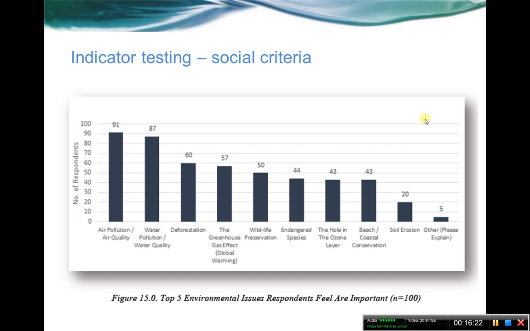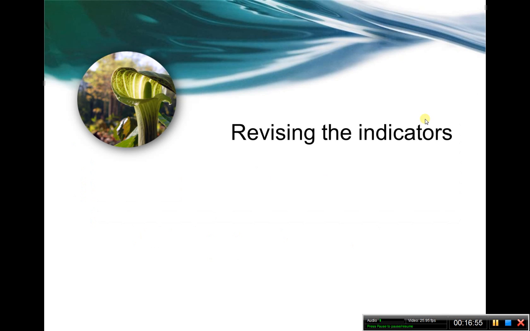We also looked at some larger environmental issues to see what people really cared about. This was out of 100 people that answered this question about what they cared most about. You can see water pollution and air quality were up at the top. You can also see endangered species and beach coastal conservation, and that distribution of what's at least around this sample area of coastal and central North Carolina. So a start at looking at some of these social criteria. Not going to resolve everything, but a good start. All right, so that's a quick overview of some of the testing.